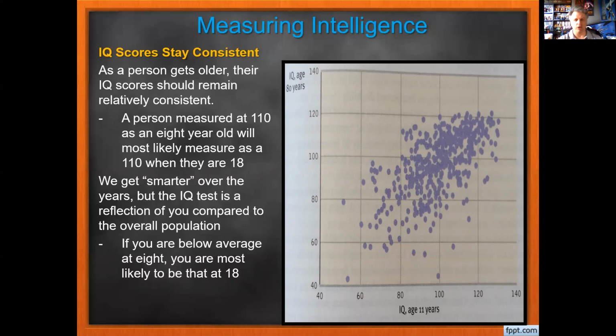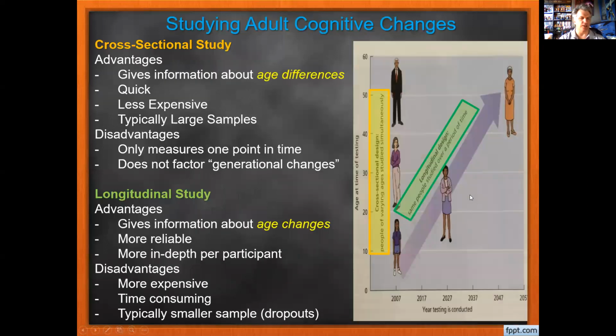But for the most part, you'll see somebody who scored an 80 at 11 and was tested again at the age of 80. It's a pretty positive correlation that goes up. There could be a couple of points up or a couple of points down, but it stays pretty consistent. Now, again, to study these changes, there's 2 ways we can do this, and we've talked about this before.